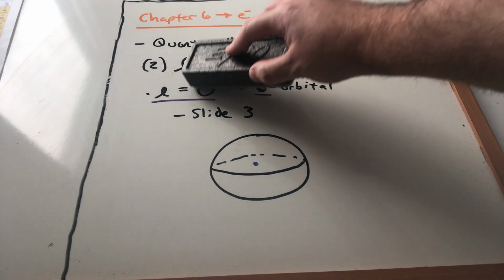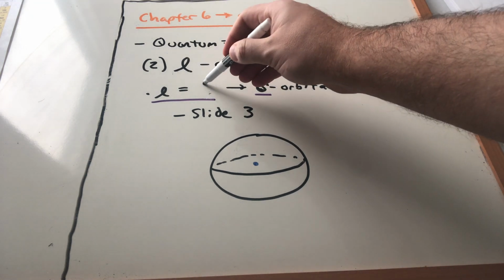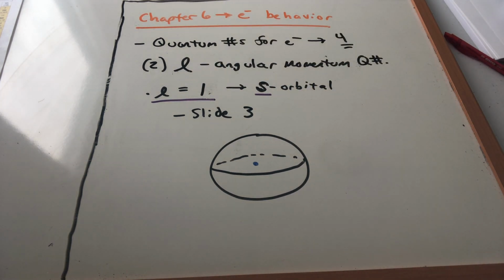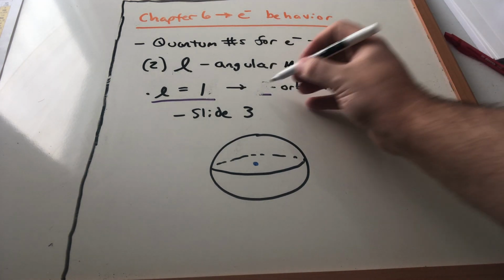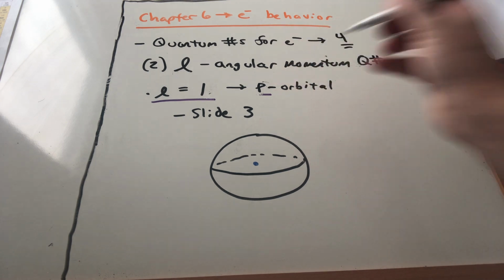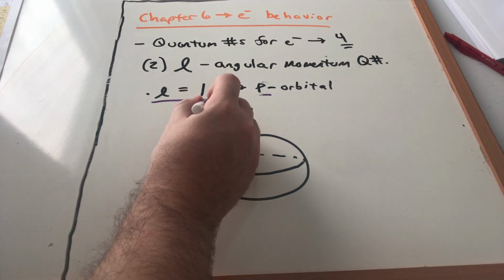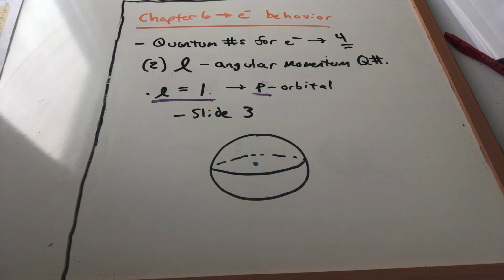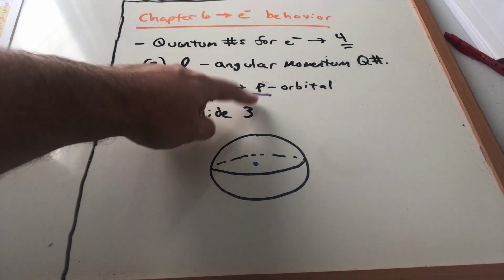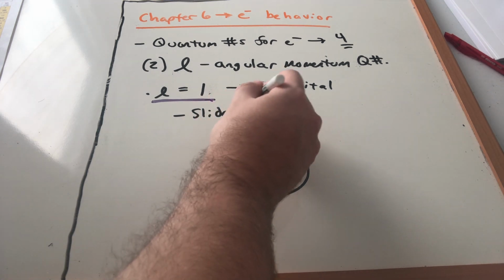Now when L equals 1, which again is one of the allowed quantum numbers that we saw, what we get instead is a p orbital. So again, we need to start making the connection, the number to the letter: when L equals 1, we have a p orbital. In our slideshow for chapter 6 and 7, you'll see what p orbitals look like in slide number 4.